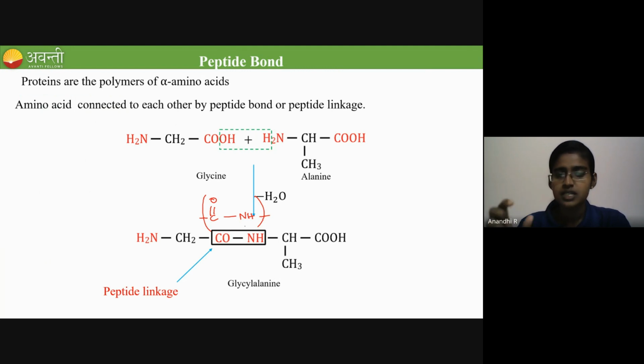Since this peptide bond is formed between two amino acids, it is called a dipeptide. If we have two peptide bonds in a single molecule, then they would be formed from three amino acids, so it is called a tripeptide. Likewise it goes on, tetrapeptide and polypeptide chains. So is that clear to everyone? Shall I go for the next slide? Do you have any doubt? Yes, okay.